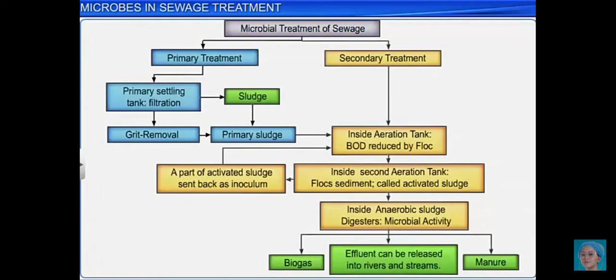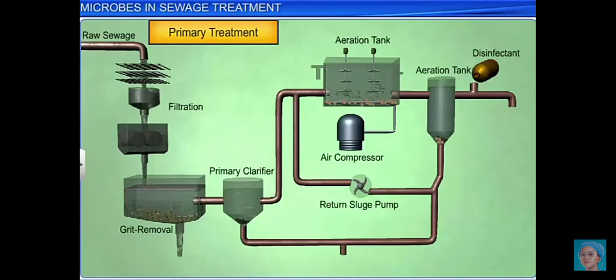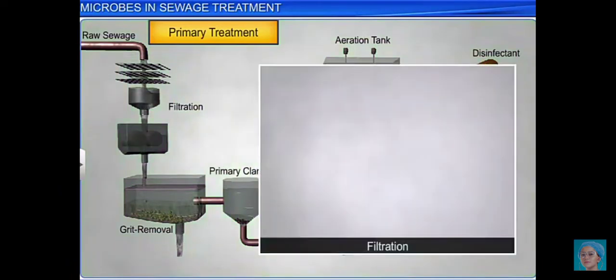Microbial treatment of sewage usually takes place in two stages: primary and secondary treatment. In the primary stage, the objective is to remove coarse solids and other large and small particles found in sewage. The first step of primary treatment involves filtration, which is followed by grit removal inside a primary settling tank.